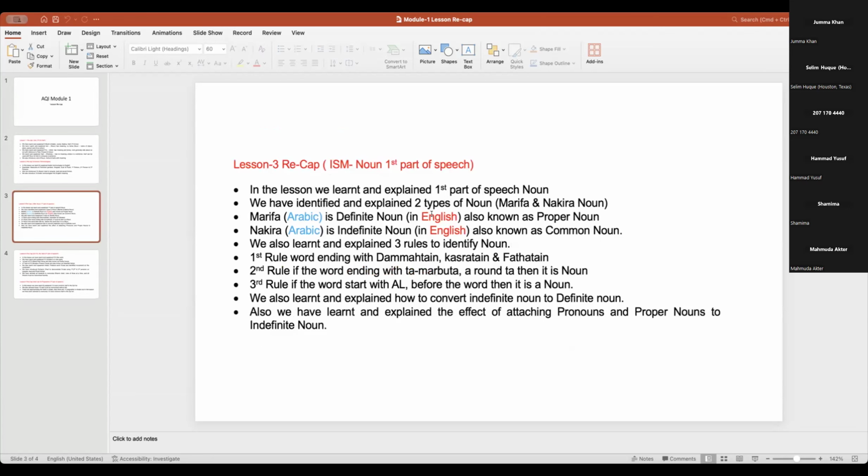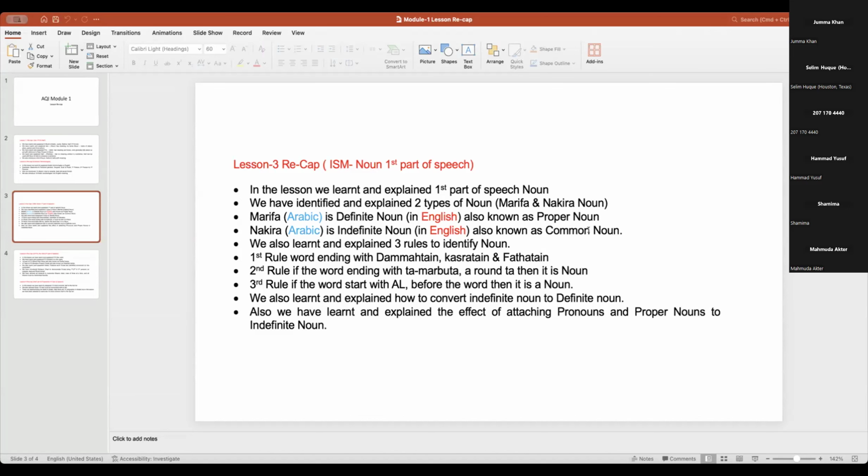And lesson 3 recap, isim, the noun. In this lesson, we have learned and explained the first part of speech. We have identified and explained 2 types of noun, which were Marifa and Nakira nouns. Marifa is the definite noun in English, also known as a proper noun. And Nakira is the indefinite noun in English, also known as a common noun.